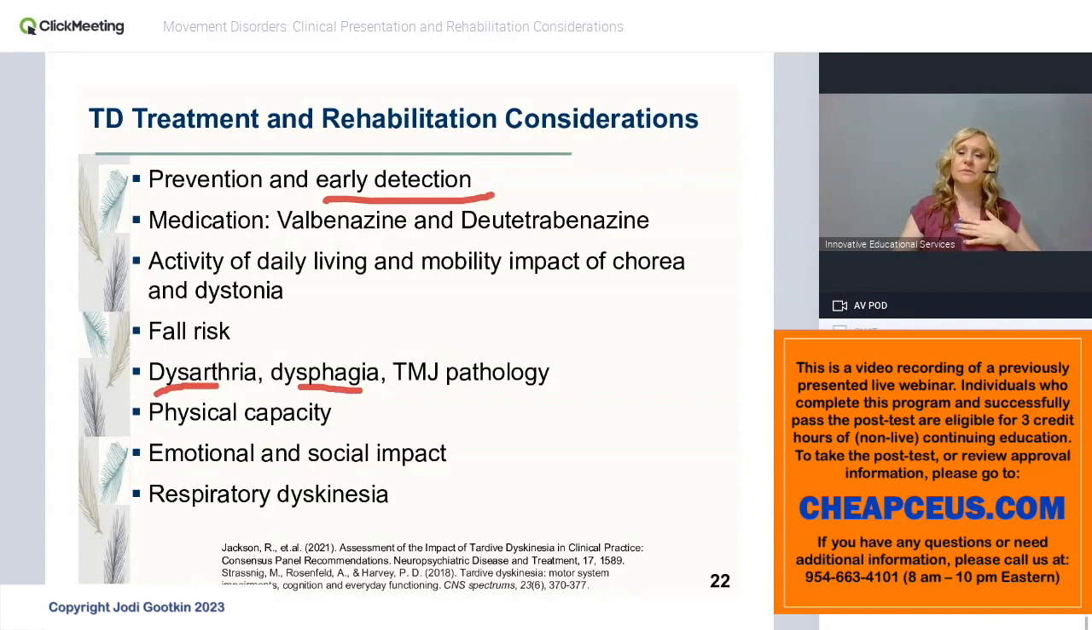So we might be doing some different breathing exercises, postural awareness for that patient to help with their swallowing, keeping that chin, you know, parallel as they're attempting to swallow. So posture education and training might be beneficial.